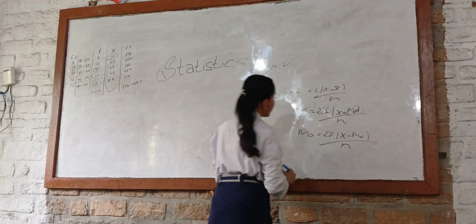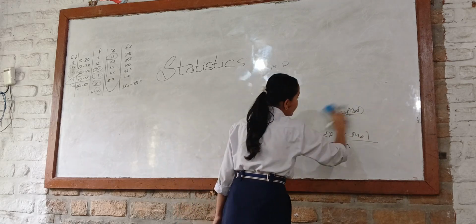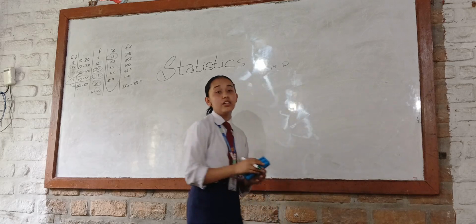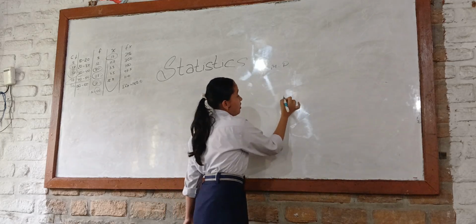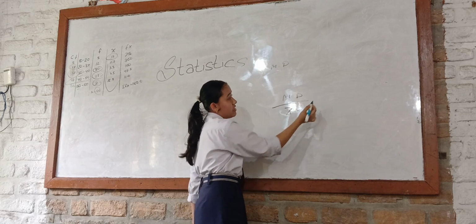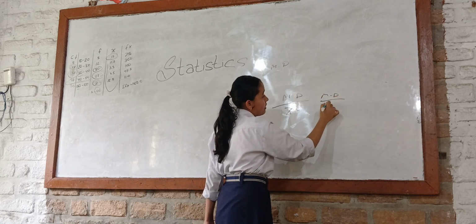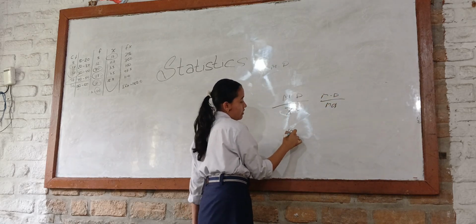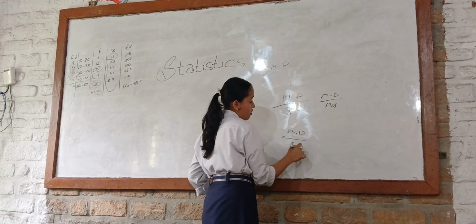And from mode, it is obviously the same as median, we just need to replace it with the mode. Talking about its coefficient, it can be calculated by just the mean deviation that we get from mean divided by mean, the mean deviation that we get from median divided by median, same as the mode, the mean deviation that we get from mode divided by mode.